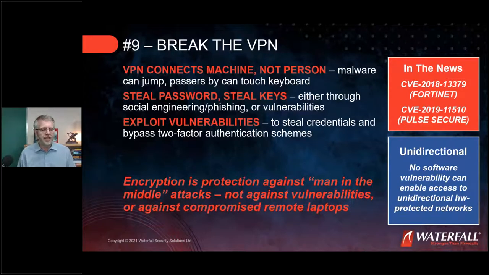Look at 2018. 13379 was a Fortinet hole. Attackers could steal usernames and passwords from Fortinet VPN servers. In 2019, 11510 was for the Pulse Secure VPN server. Same consequence: attackers without accounts are allowed to attack the VPN and steal passwords for users who are logged in already.